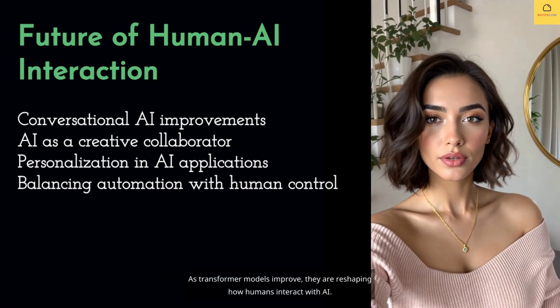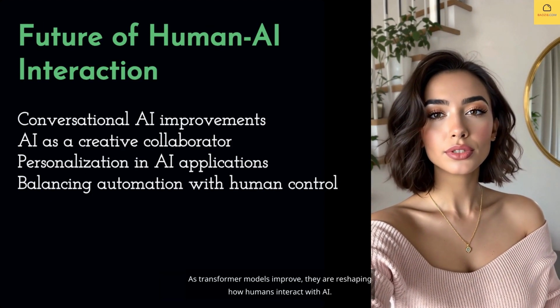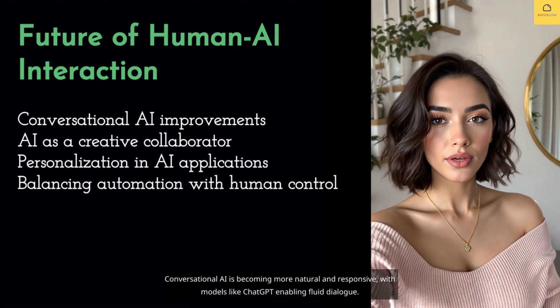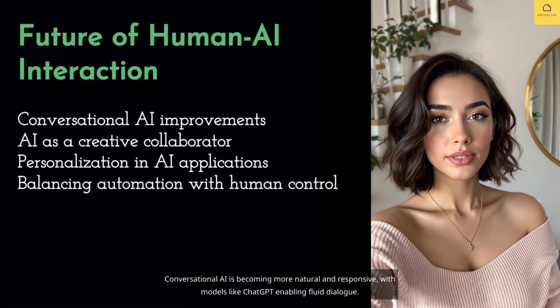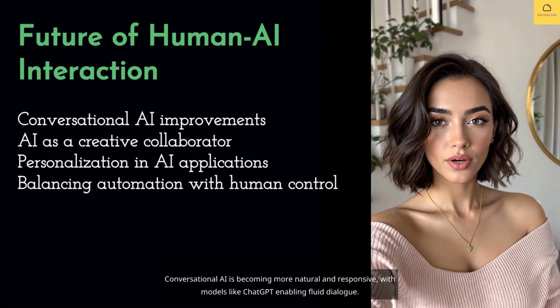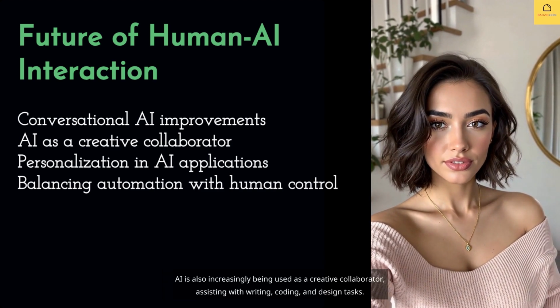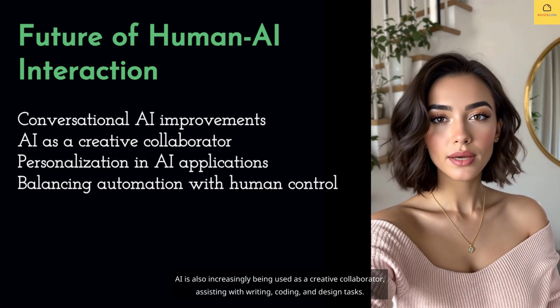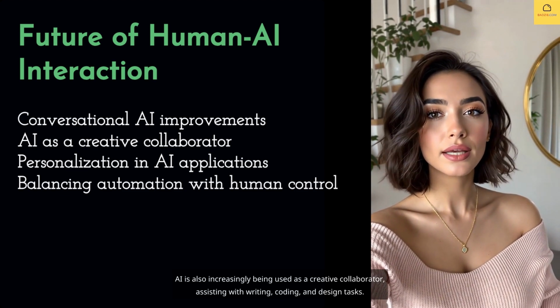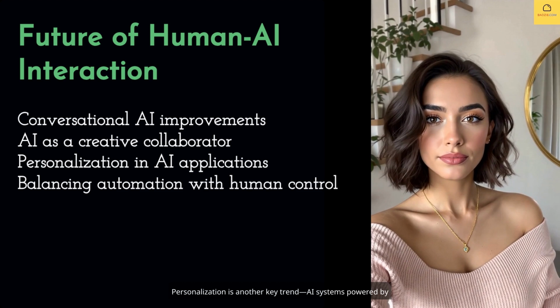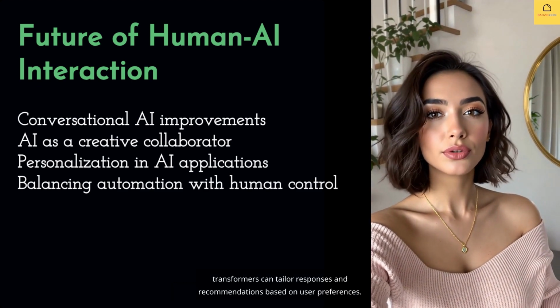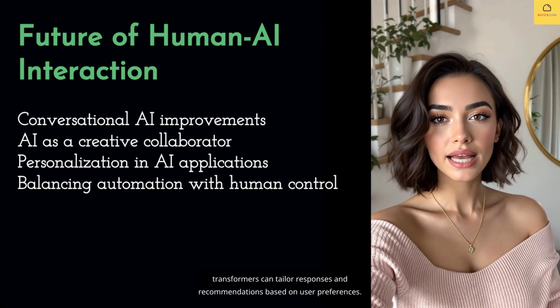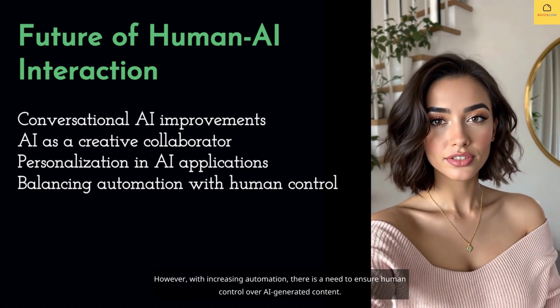As transformer models improve, they are reshaping how humans interact with AI. Conversational AI is becoming more natural and responsive, with models like ChatGPT enabling fluid dialogue. AI is also increasingly being used as a creative collaborator, assisting with writing, coding, and design tasks. Personalization is another key trend. AI systems powered by transformers can tailor responses and recommendations based on user preferences.